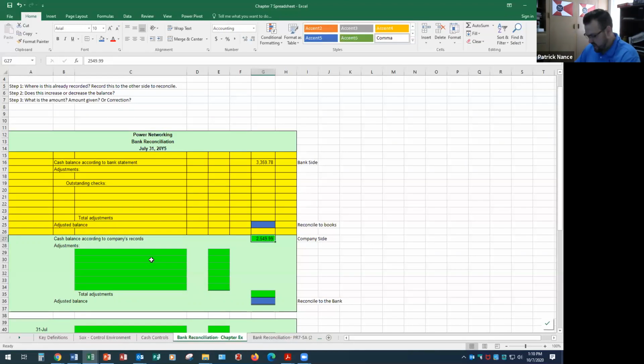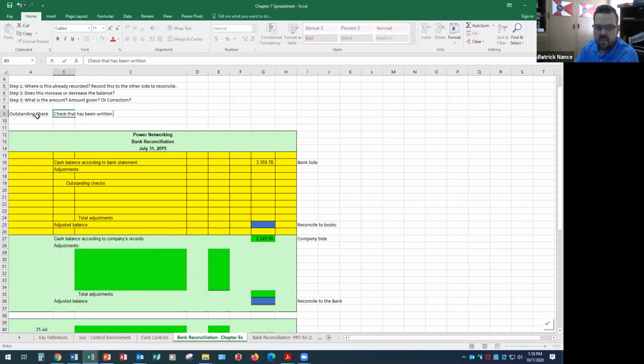So the first thing we look for, when we're looking at the bank side or the company side, either one, is we start going through the checks and see if there are any outstanding checks. Just because I know we don't write very many checks, an outstanding check is a check that has been written by the company but has not yet cleared the bank.